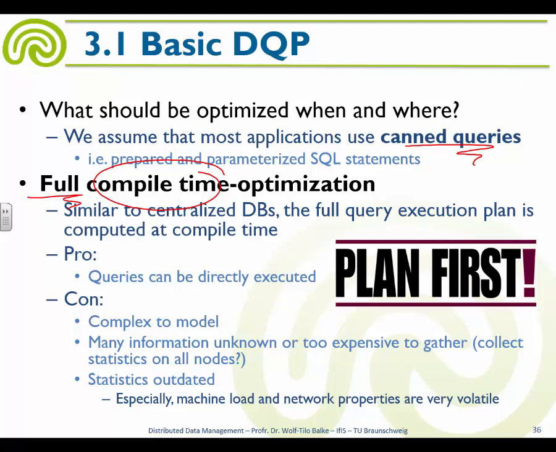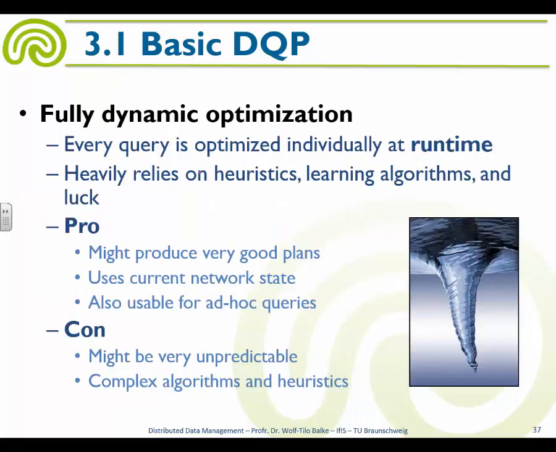On the con side, you have very complex models that you need to do, and you need to do all that optimization, which costs time, especially since not all the information, network latencies and so on, all these things with a high variance, needs to be known, needs to be gathered. So it's difficult. Outdated statistics may play a role, right? Network properties, machine loads and something like that can be measured at every point in time, but predicting them is more difficult than actually measuring them.